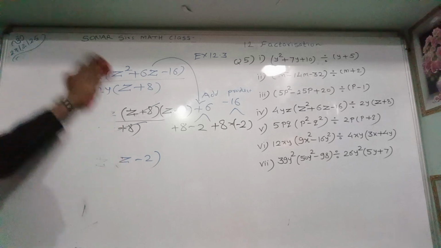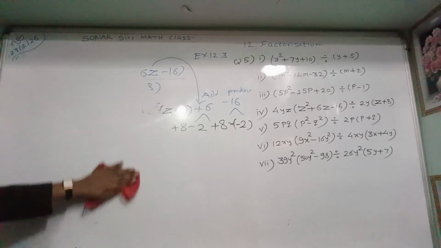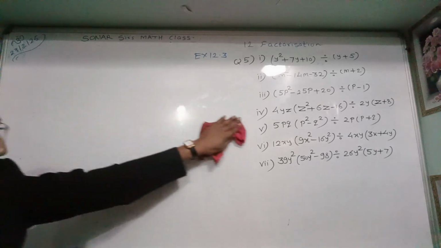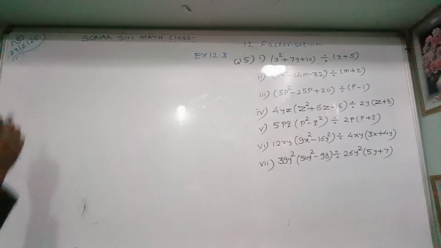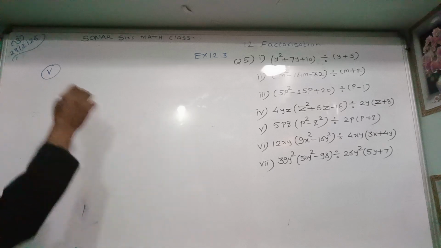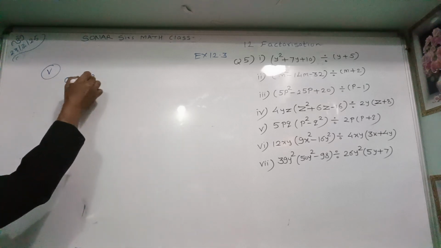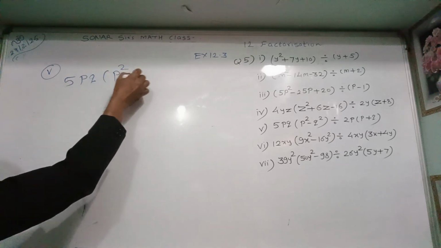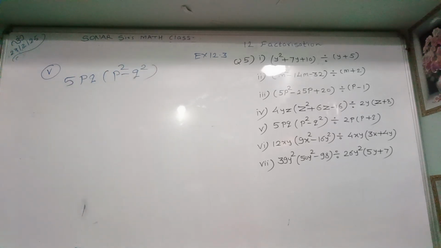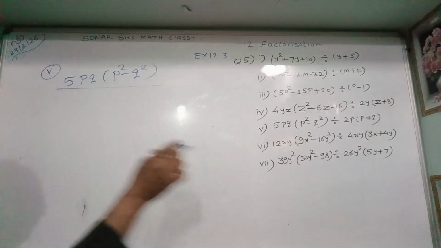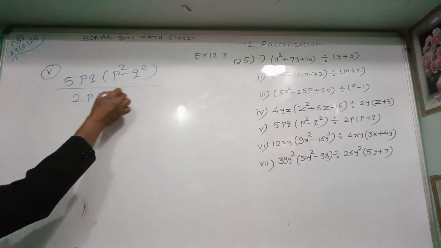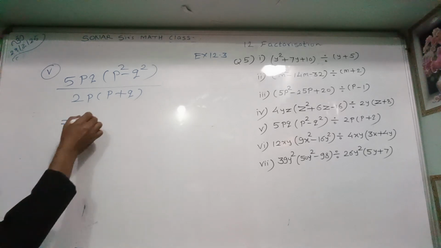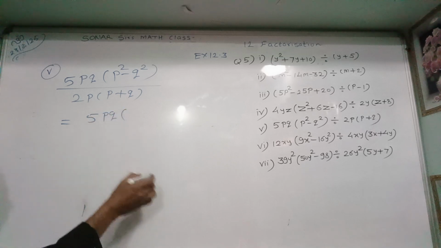Now in the fifth question, again there is one of the identities from algebra. See this fifth question: find pq in bracket p square minus q square. In the denominator there is 2p in bracket p plus q. Now you know the a square minus b square property.